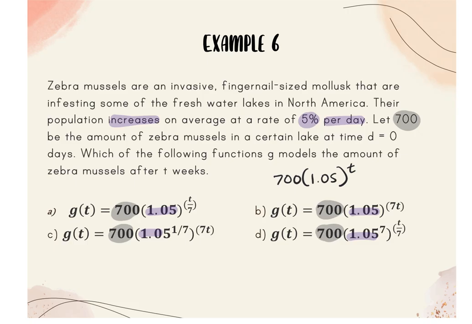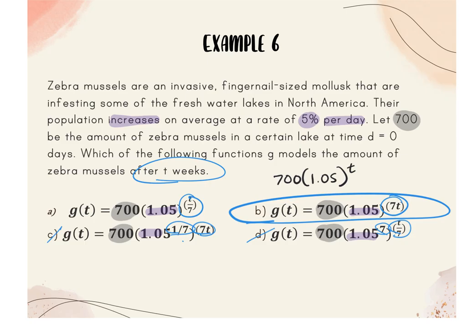Now what's weird about this one is that it says, what's the amount of mussels after t weeks? So it doesn't want it in terms of days, it wants it in terms of weeks. So if I just look at what's left, first of all, this is one on the inside and one on the outside, one on the inside and one on the outside. They literally cancel each other out, so we know it's not those. So now the question is, am I dividing by 7 or am I multiplying by 7? Well, if I'm going from days to weeks and I have a rate per day and I want to know what that rate would be per week, I'm going to multiply that rate by 7 because there are 7 times that daily rate in 1 week. So B is the correct answer here.